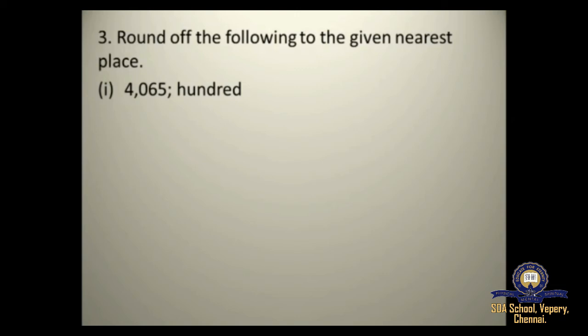Okay. Now what is step 3? You are going to see the number to the right of 0. Okay. It is greater than 5, right? If it is greater than 5, you are going to add 1 to it. Okay. So when you add 1, you will be getting 4100.